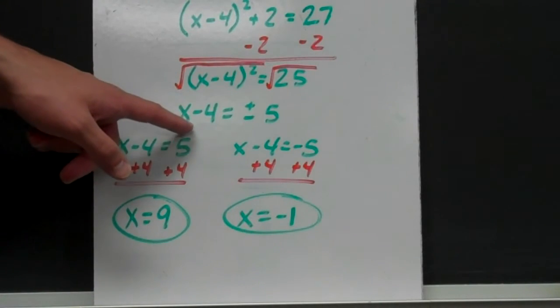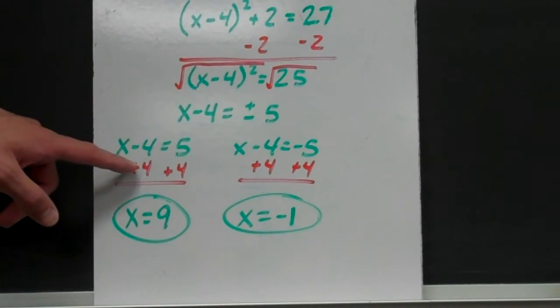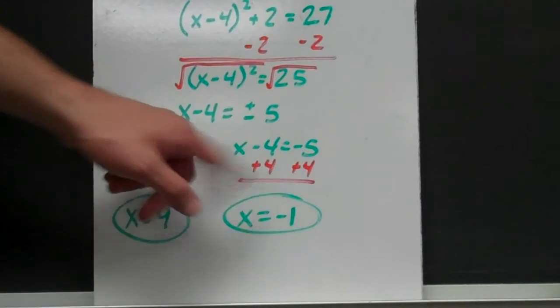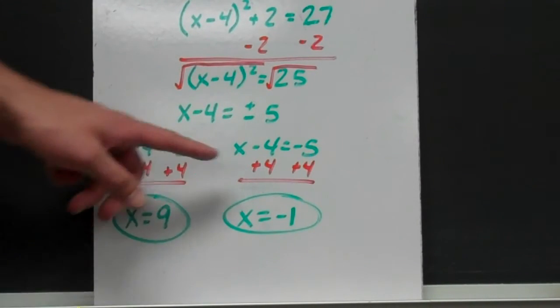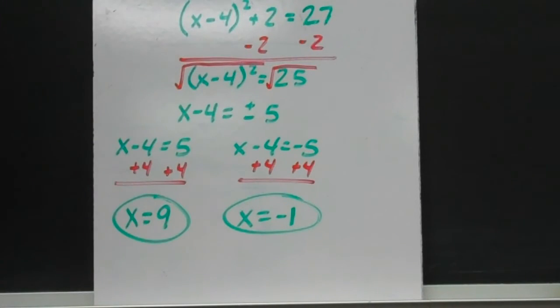So then we can write 2 equations. x minus 4 equals positive 5, and x minus 4 equals negative 5. We add 4 to positive 5, and we get x equals 9. We add 4 to negative 5, and we get x equals negative 1.